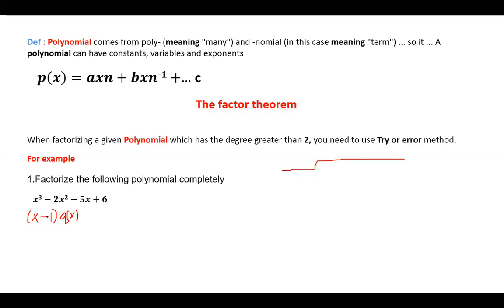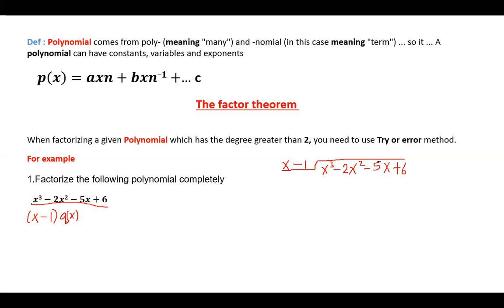When you're using long division, you get this x minus 1, you put it there. Then you get this expression, you put it inside there. So this will be x cubed minus 2x squared minus 5x plus 6.